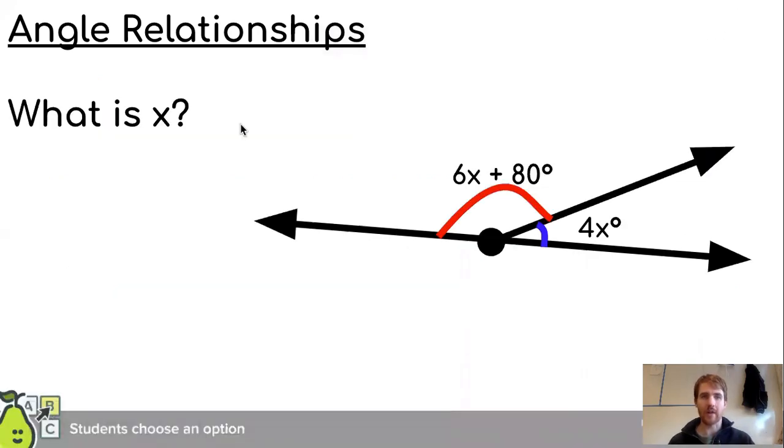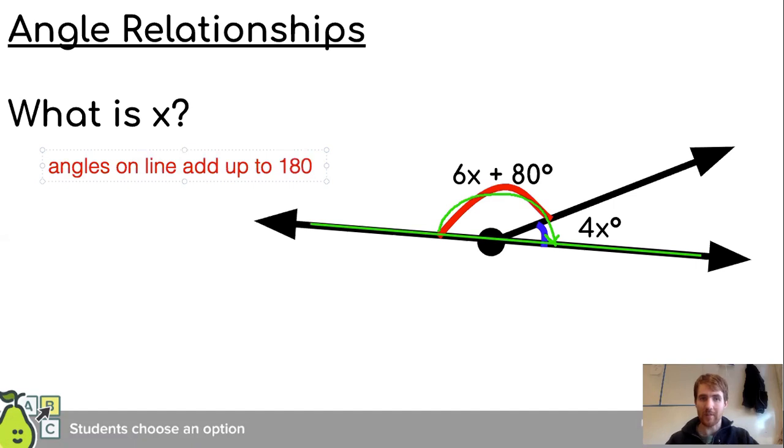Okay, here we go again. This is a more complicated one, but it's the same basic setup. We want to figure out what is x. And again, we have two angles. What do we know about these two angles? Well, let's look. If we find something in green, you can see here's a line. What do we know about a line? Well, angles on a line are supplementary. It means if we add up all the angles on that line, they should add up to 180 degrees. So angles on a line add up to 180.